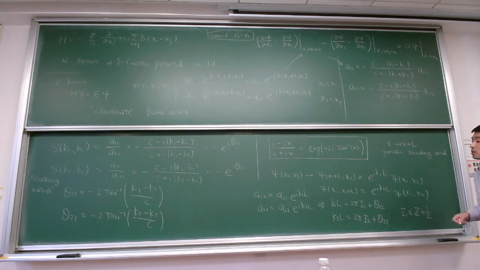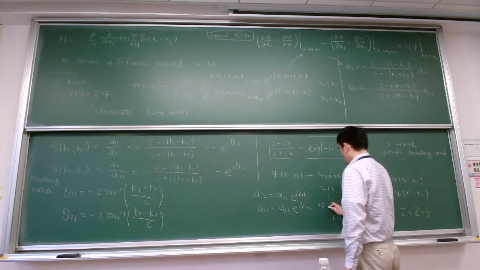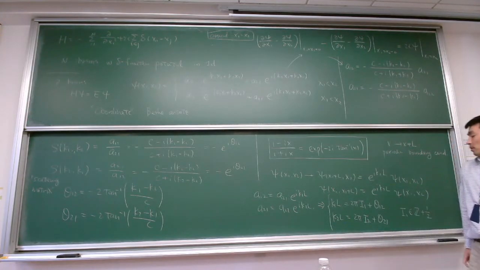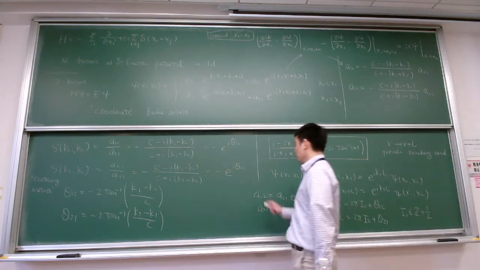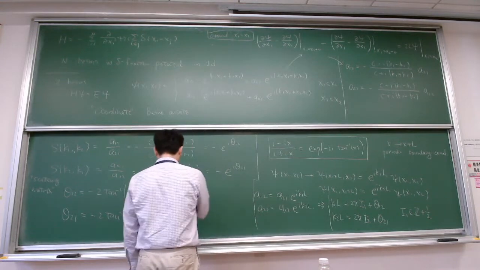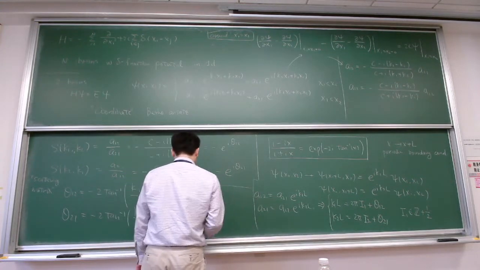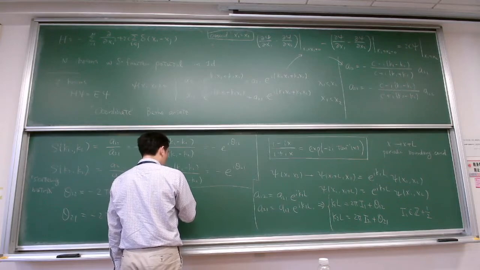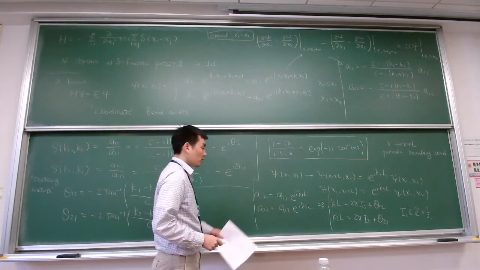So this is what you get from the two particle state. And if you look at the solution, if you impose K1 is equal to K2, there is no solution.